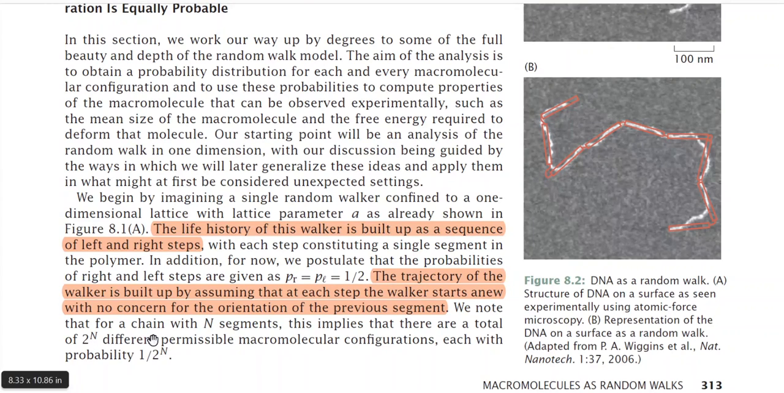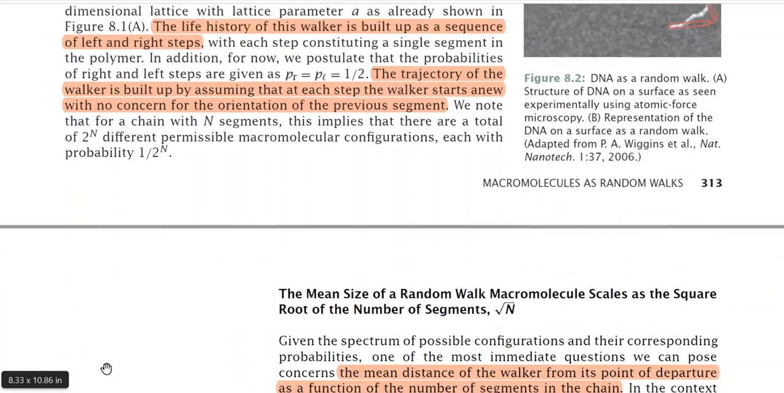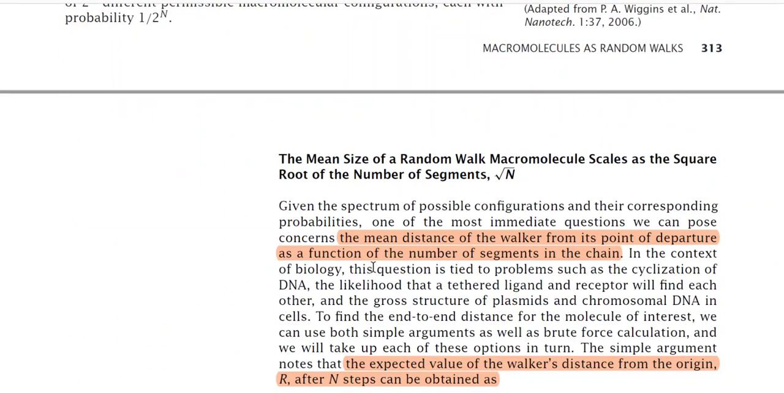We note that for a chain with n segments, this implies that there are a total of 2 to the power n different permissible macromolecular configurations. So if there are n segments, we can distribute them in 2 to the power n different ways, each with probability 1 divided by 2 to the power n. Now what I am going to show is that the mean size of a random walk macromolecule scales as the square root of the number of segments, that is, root n.